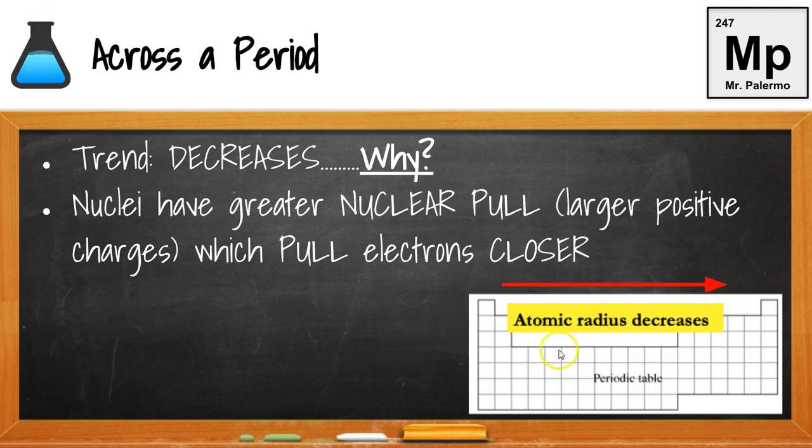When we go across any period, there is a general decrease in the atomic radius. So why does the size of the atom decrease? Well, the nuclei have greater nuclear pull. What does that mean? Well, it means that as we go across any period, there's an increasing number of protons, which means an increasing number of positive charges, which is going to pull those negative electrons in closer to the nucleus, which is going to decrease the overall size of the atom.